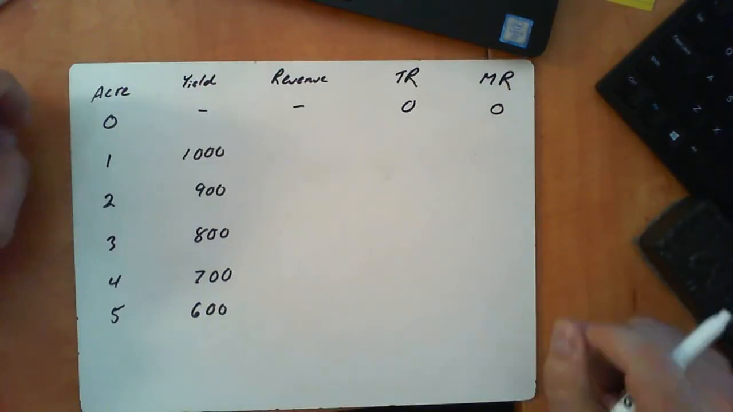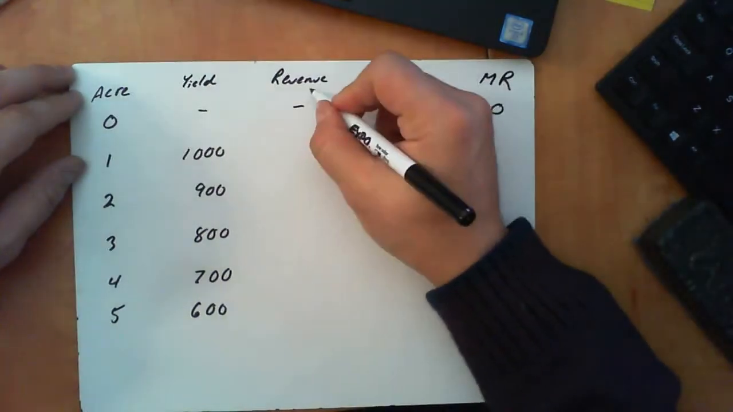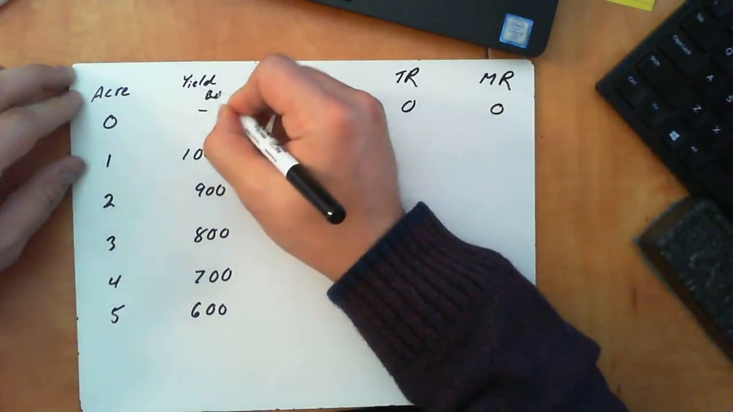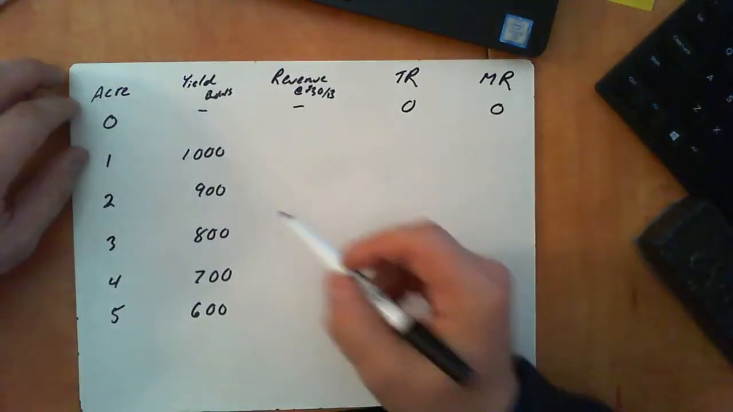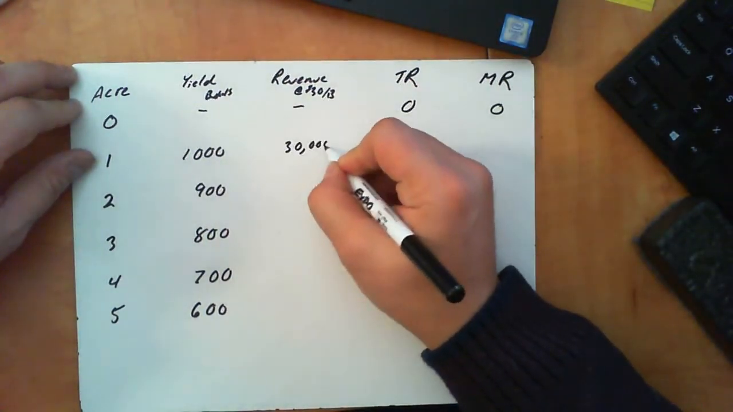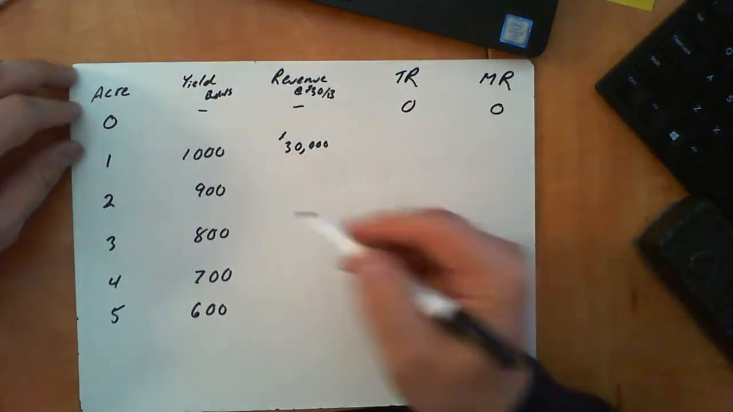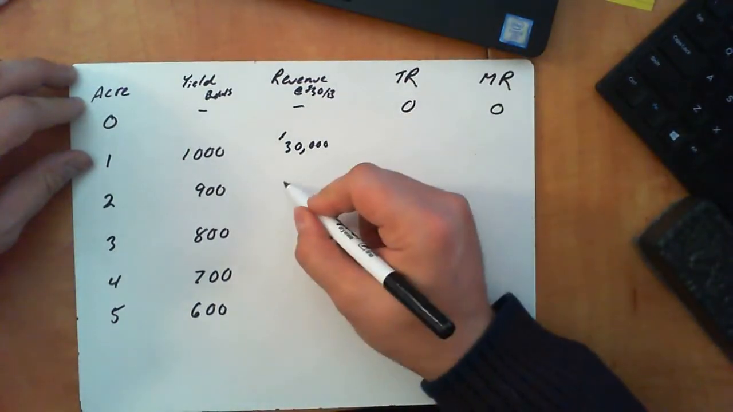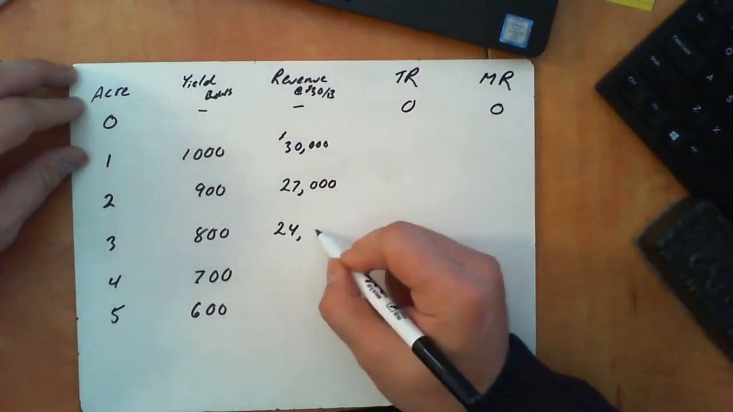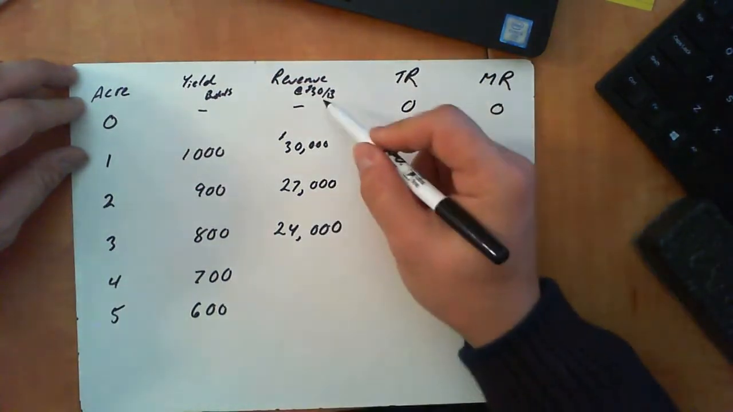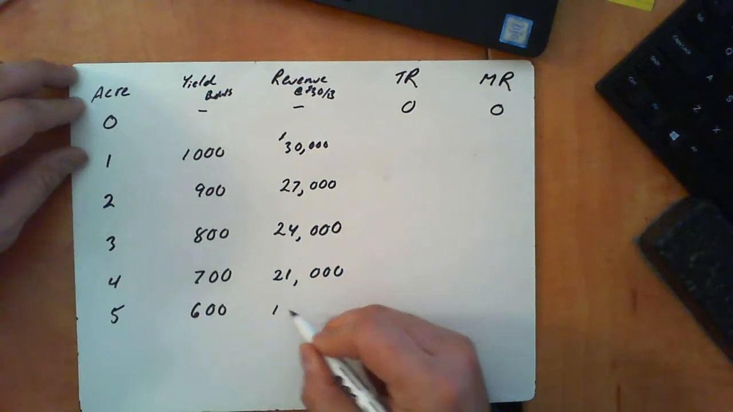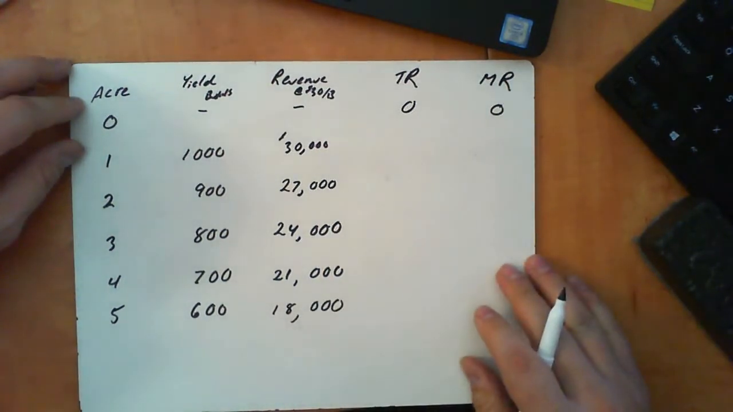So then let's fill in the table. The problem said that he can sell any wheat he grows for $30 per bushel. So revenue at $30 per bushel, and this is bushels. Well, 1,000 bushels at $30 each means he has revenues of $30,000. 900 bushels at $30 each means he has revenues of $27,000. 800 bushels times $30 is equal to $24,000. 700 times $30 is $21,000. 600 times $30 is $18,000.